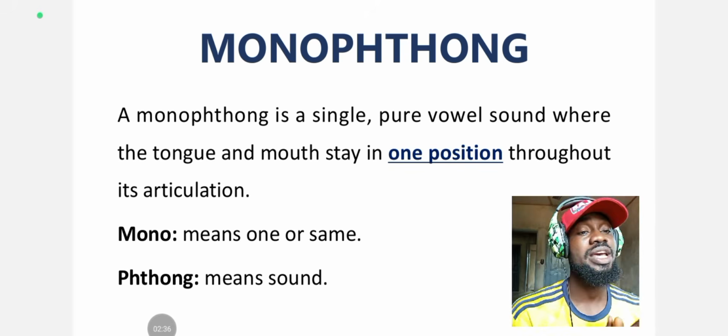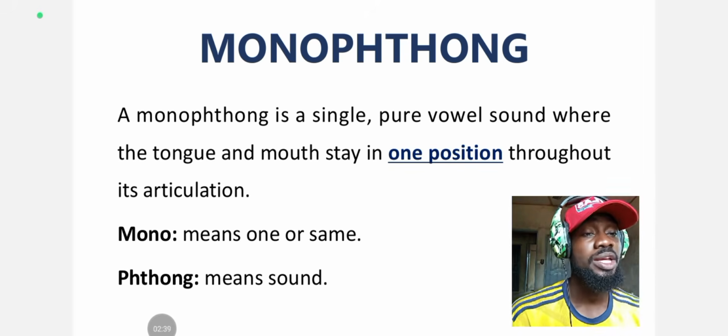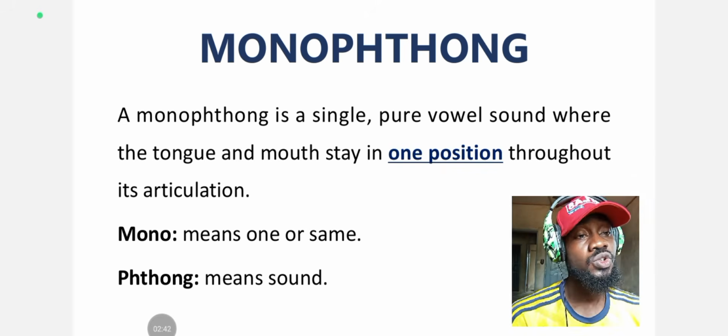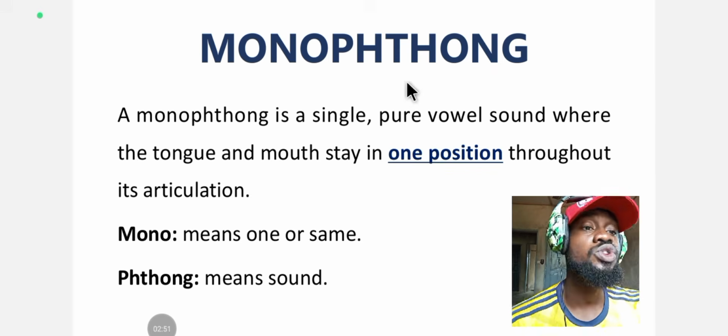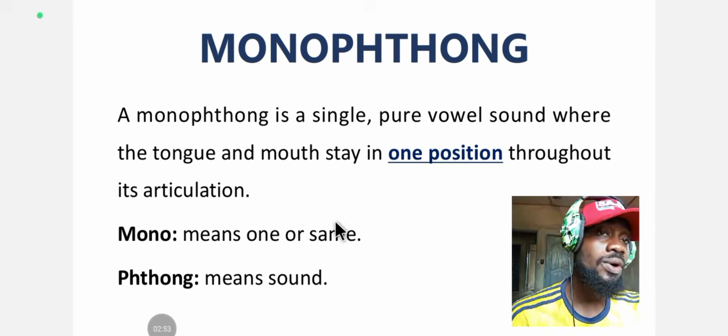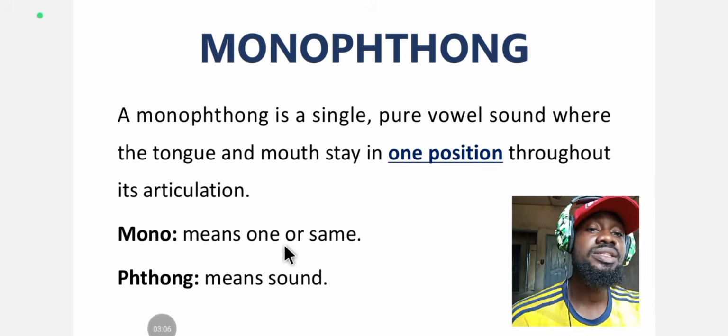This question is commonly repeated every year in JAMB-UTME. It always recurs. So do not joke with this question. Give this 100% attention. The word monophthong is an addition of two words: mono and thong. Mono means one or same.